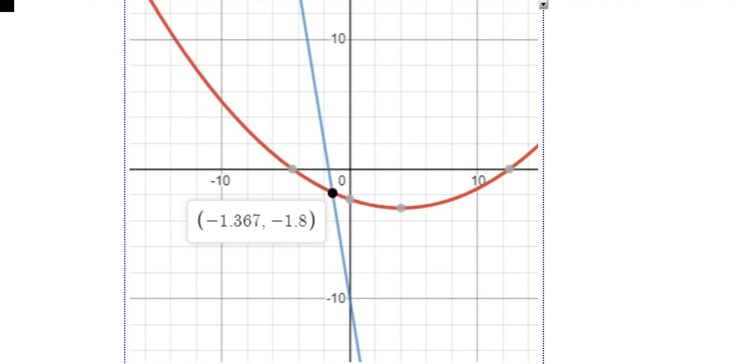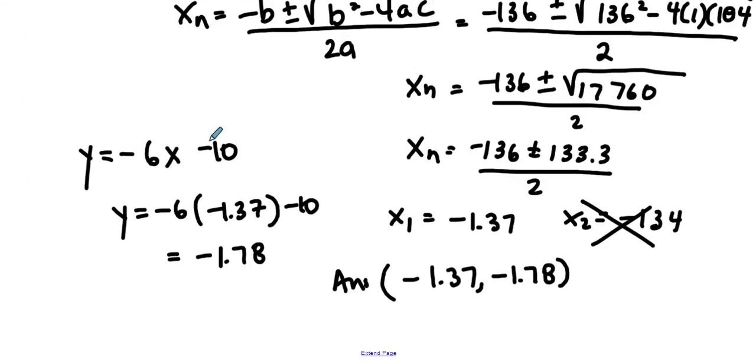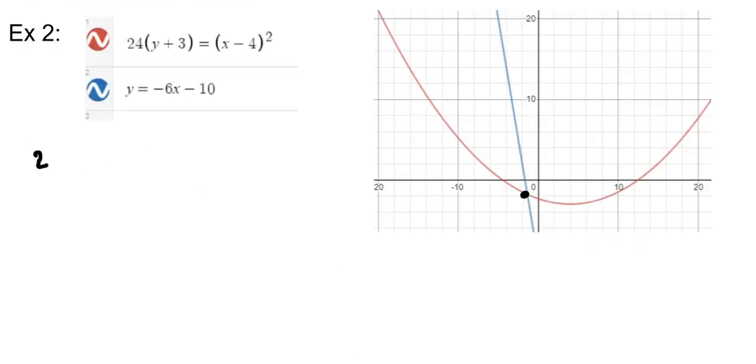Okay, so I'll just go back for a second. Again, I'll review. The reason I rejected the answer is because in the sketch, we have our sketch here. We see the negative 134 is somewhere over here. So that doesn't make sense. Okay, so the value that makes sense in our drawing is negative 1.37.